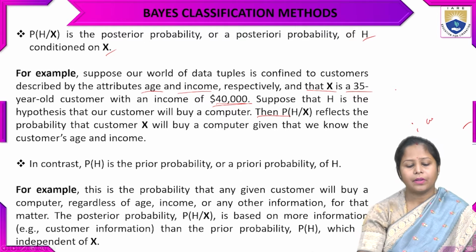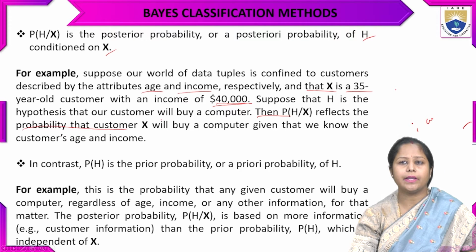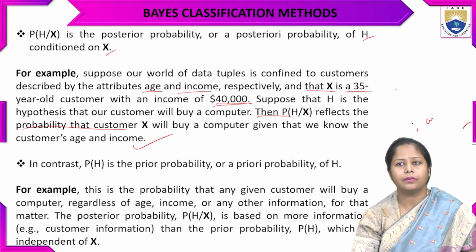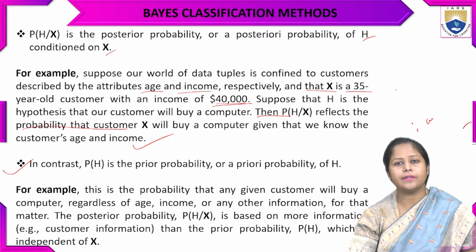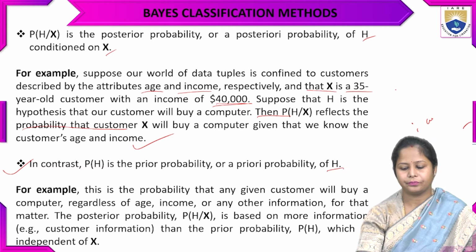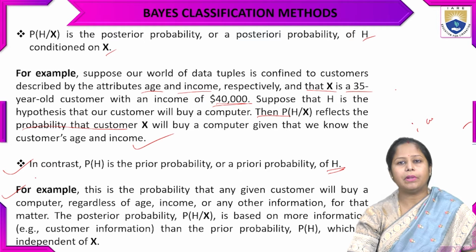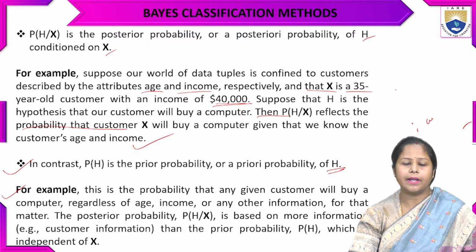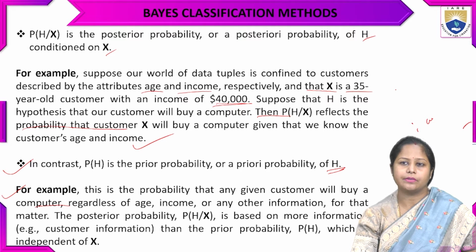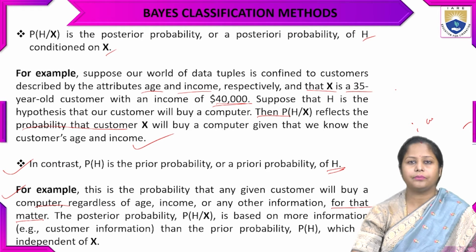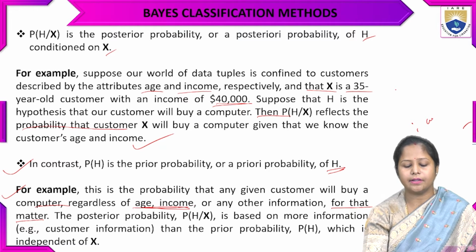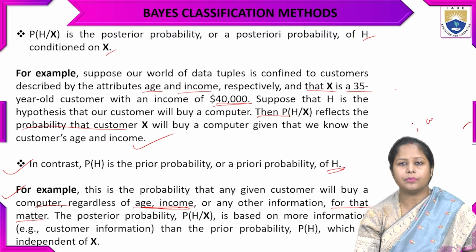That reflects the probability that customer X will buy a computer, given that we know the customer's age and income. In contrast, P(H) is the a priori probability of H. For example, this is the probability that any given customer will buy a computer, regardless of age or any other information for that matter.